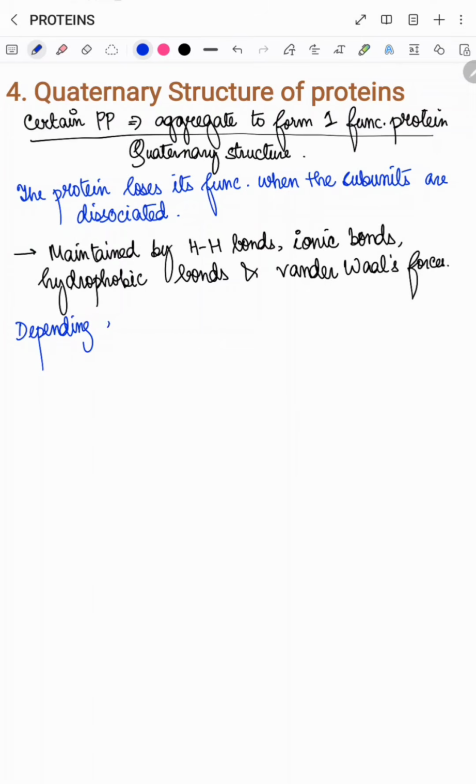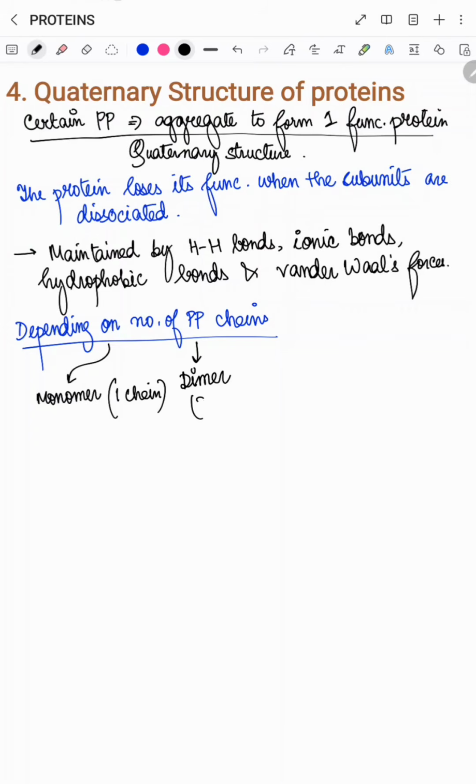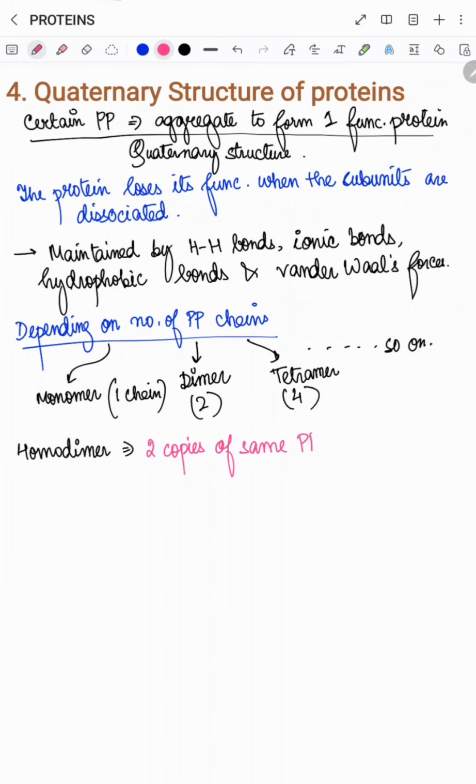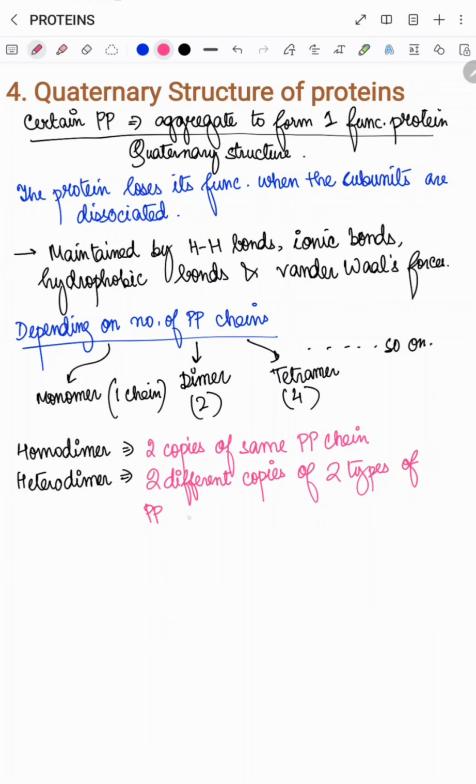Depending on the number of polypeptide chains, the protein may be termed a monomer, which is one chain, or dimer, containing two chains, or tetramer, containing four chains, and so on. Homodimer contains two copies of the same polypeptide chain, whereas heterodimer contains two different types of polypeptides as a functional unit.